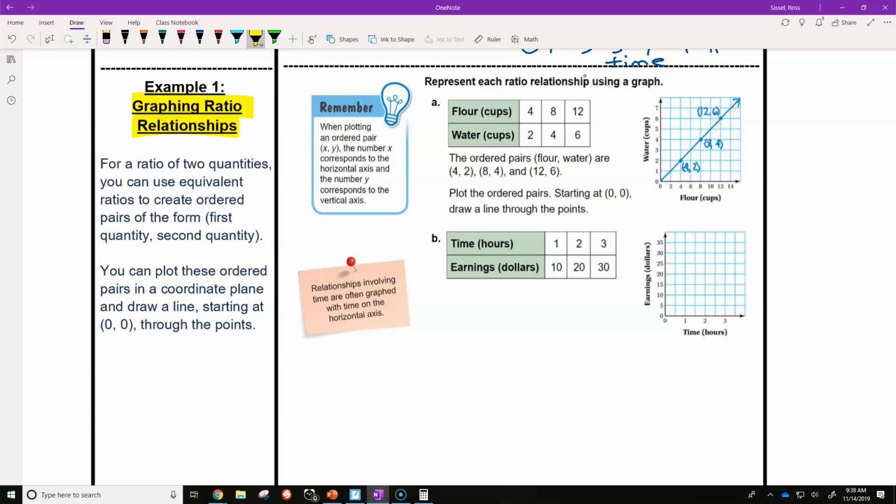All right, example 1. Graphing ratio relationships. I'm going to have you guys get on your computers in just a second. Let's get through this part, and then you'll get on to do your triads. Okay? So, actually, I'm going to have everyone get on the computer first, so I just know you're there.